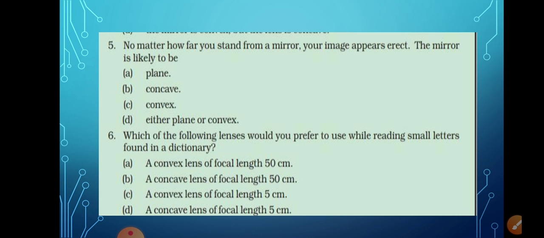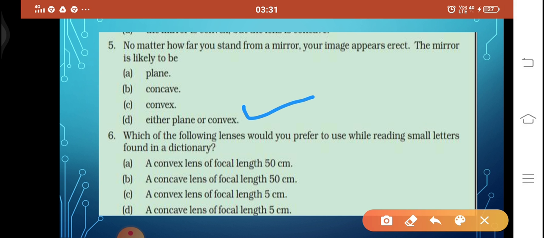No matter how far you stand from a mirror, your image appears erect. The mirror is likely to be? An erect image will form only when the mirror is a plane mirror or a convex mirror. So in this case, you can put it right here.